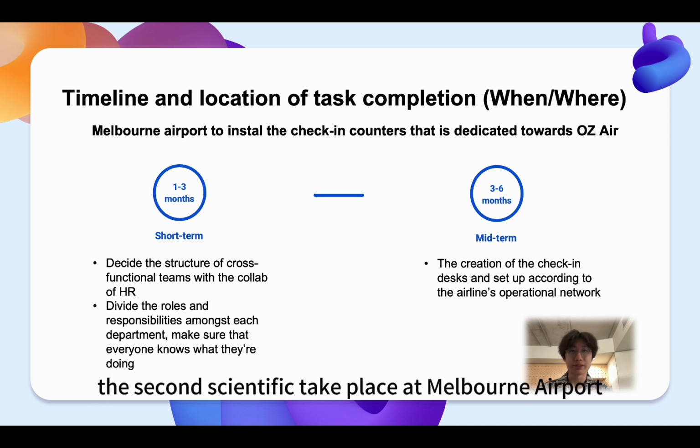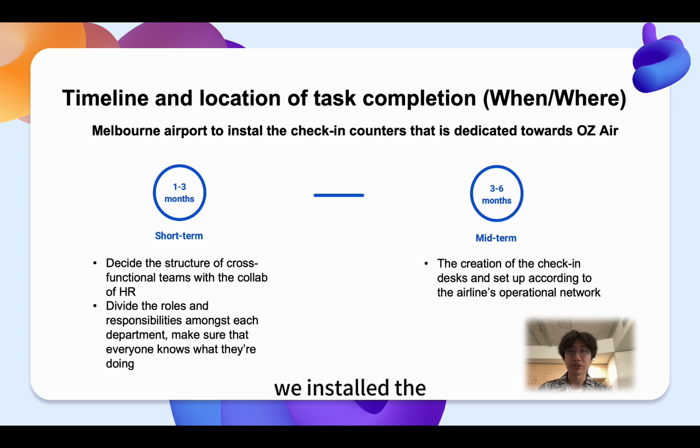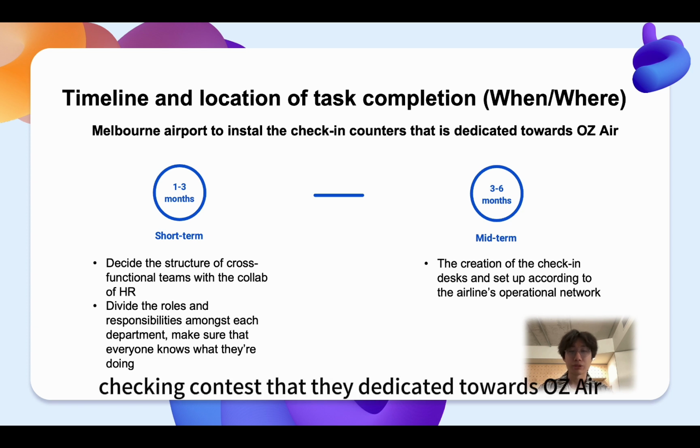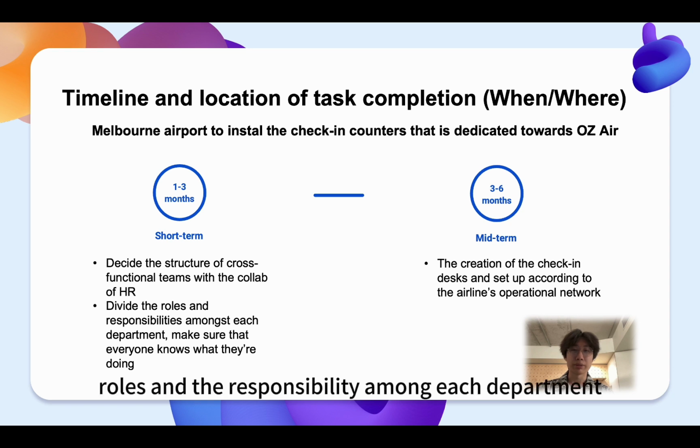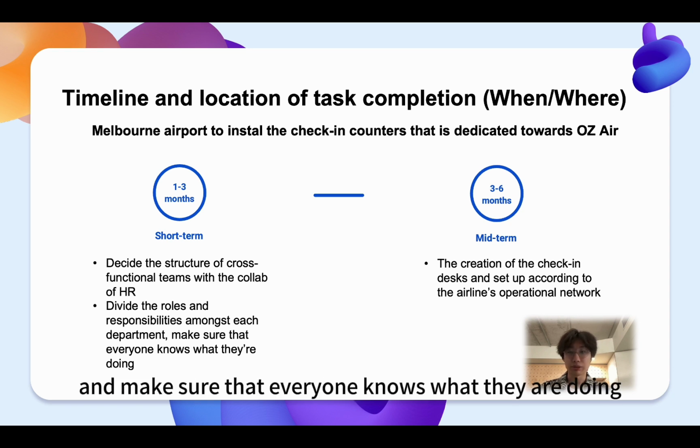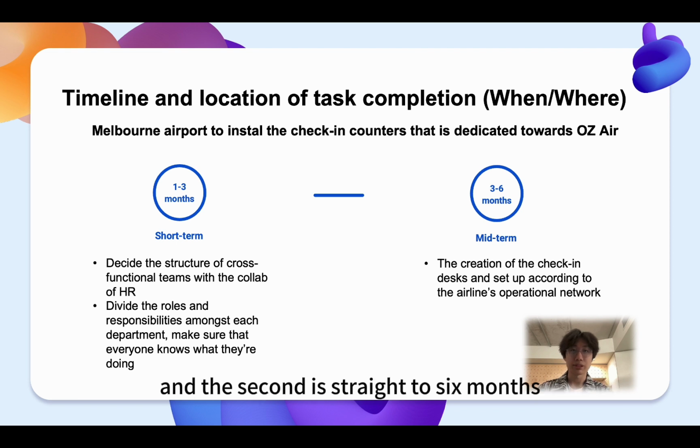The second recommendation takes place at Melbourne Airport. We installed the check-in counters dedicated to AusAir. It is divided into 2 periods. The first one is 1 to 3 months, called short term. They decide the structure of the cross-functional team in collaboration with HR, divide the roles and responsibilities among each department, and make sure that everyone knows what they are doing. The second is 3 to 6 months, called midterm, which is the creation of the check-in desk and setup according to the airline's operational network.